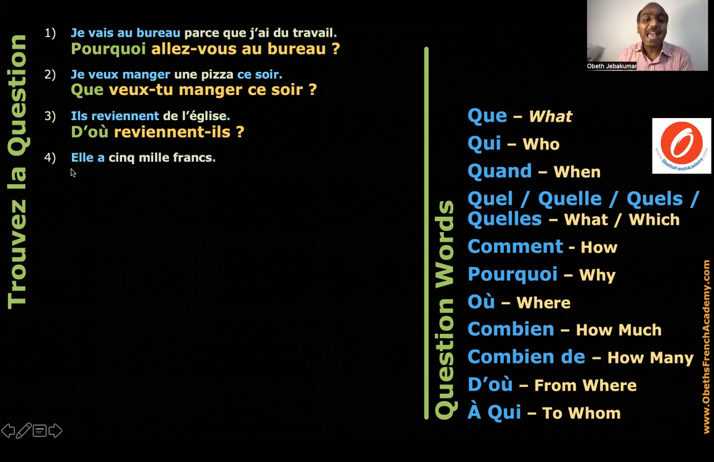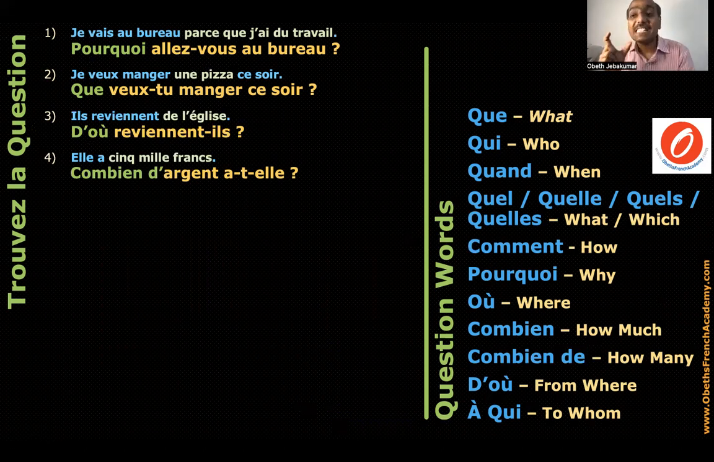Number 4, elle a 5,000 francs. She has 5,000 francs. So what is highlighted? 5,000 francs. So your question will be, combien d'argent a-t-elle? How much money does she have? Combien d'argent? Combien de means how much. Combien d'argent? So the context is 5,000 francs. The main context is money.